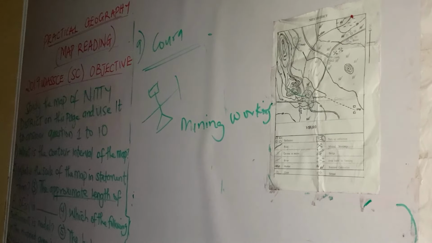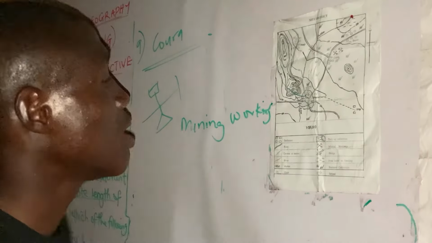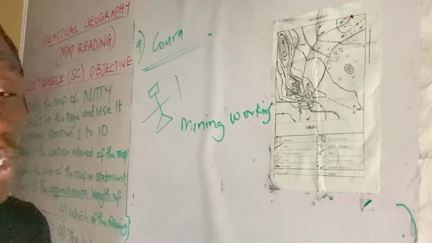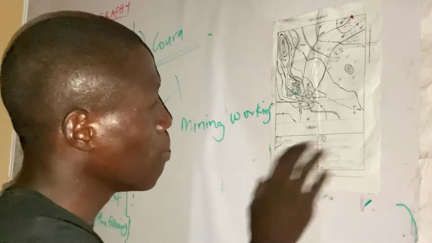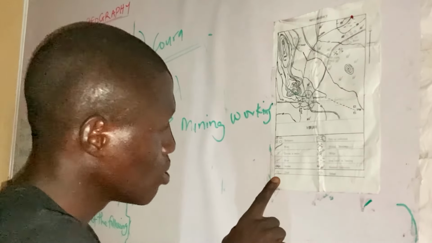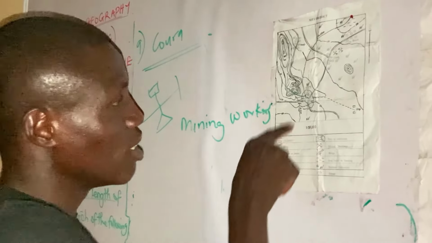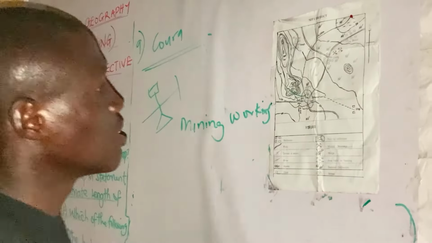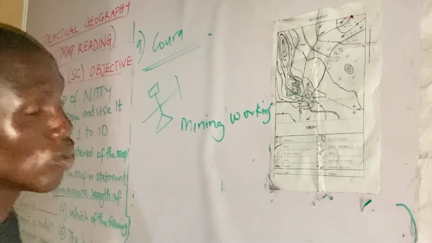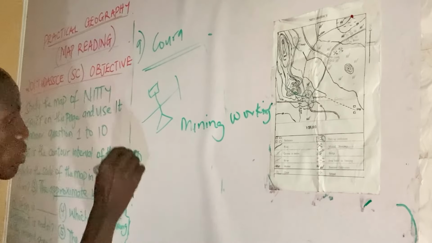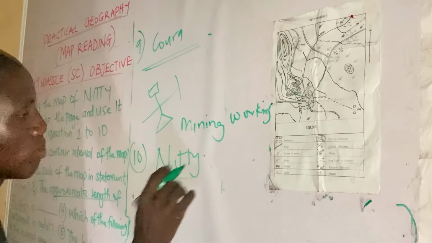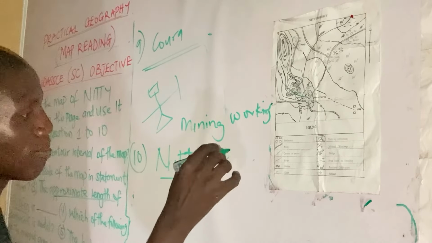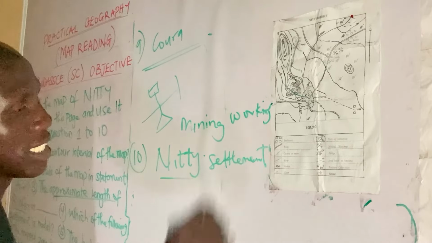Now, where can conflict be resolved in the district? That's very simple. We resolve conflict in court, or judiciary, or justice. So you go to the map conventional sign and see what they used to represent court. Court is represented by a symbol, and it is located at Niti. So we can settle disputes or civil conflict at Niti settlement. So that's that about the objective in 2019.